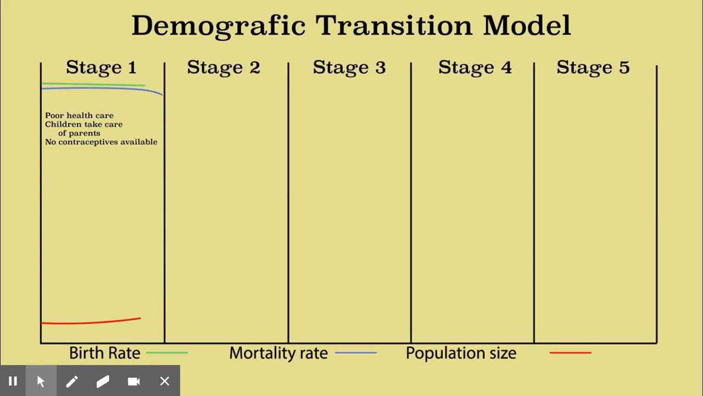Nowadays there are actually no countries anymore that meet this description. When a country starts to develop, the quality of the healthcare increases. People are being vaccinated, better doctors and more hospitals are available. This reduces the mortality rate. This is phase 2. Because the birth rate still remains high, there is a huge natural population growth. This increases the total population size.